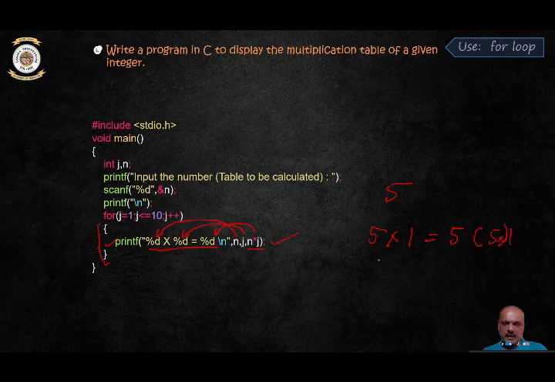And in the second iteration, having printed this, you go to the next line with \n, and there you get 5 into 2 is equal to 10, and in the next iteration 5 into 3 is equal to 15, and so on until j takes the value 10. The moment j becomes 11, you come out of this for loop. So the exit condition is met and you come out of the for loop. So that was about this piece of code. Hope you have got it.